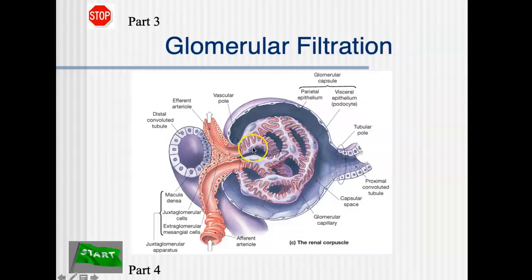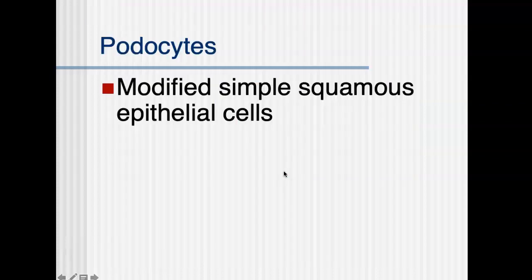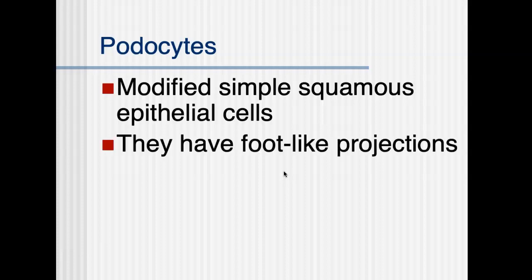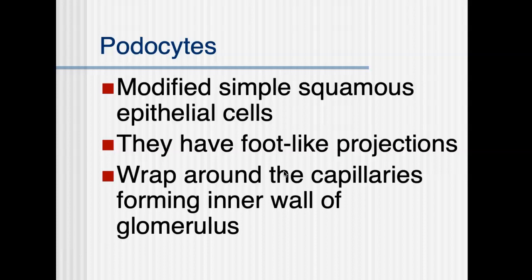Let's backtrack. These then, see, cell, nucleus, these are the podocytes that are sort of coming over those capillaries. So they are made of modified simple squamous epithelial cells. And they have foot-like projections, right? Podo. And they wrap around the capillaries, forming the inner wall of the glomerulus.